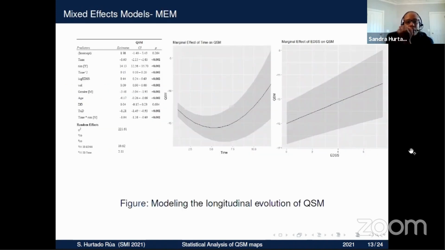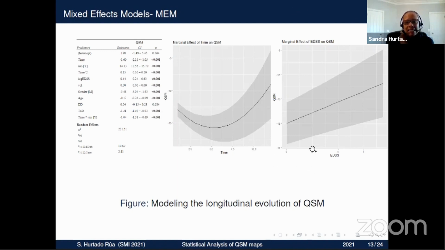So this is a quick example of what we have done before: a mixed effect model where we have the QSM as our outcome, and we can adjust for multiple lesions per patient. It doesn't have to be balanced and so on, and we can adjust for several covariates of interest, baseline or even time-varied covariates, and extract these effects.